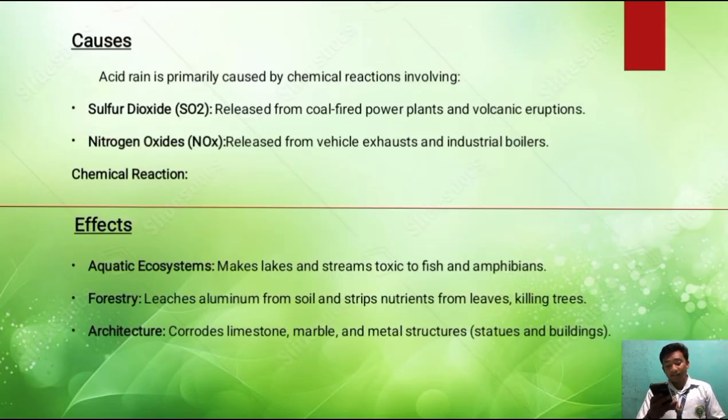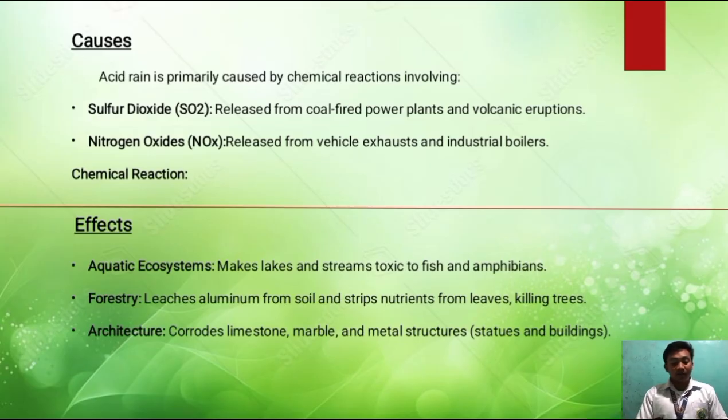And the causes. Acid rain is primarily caused by chemical reactions involving sulfur dioxide released from coal-fired power plants and volcanic eruptions, and nitrogen oxides released from vehicle exhaust and industrial boilers. So, how is this monster made? Look at the diagram.